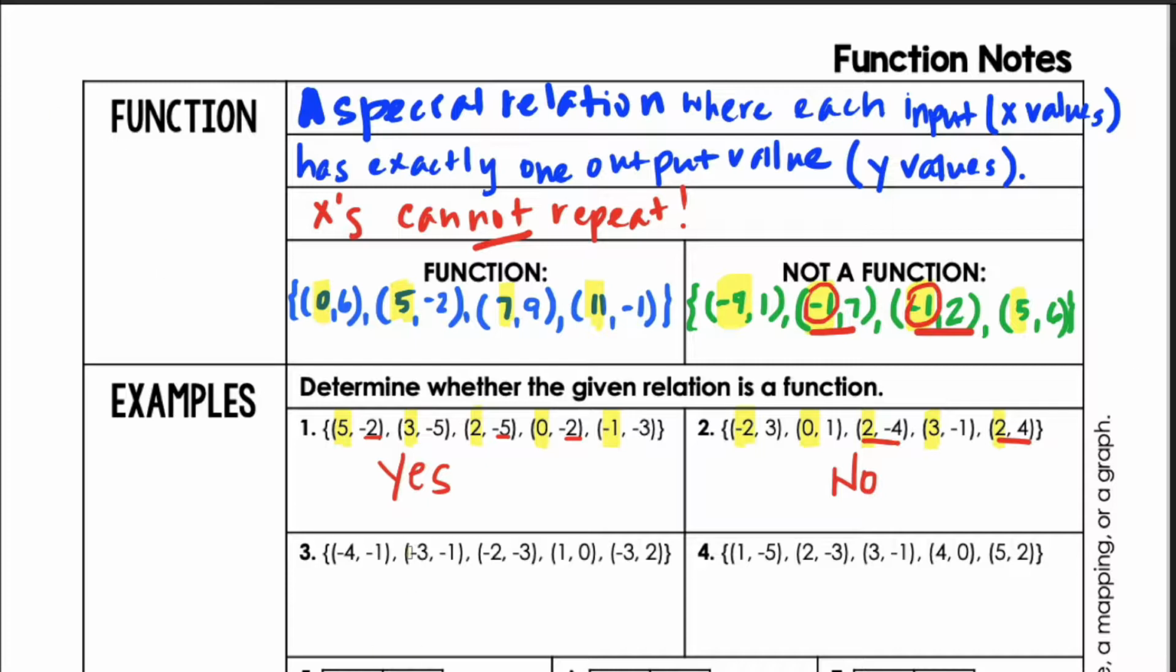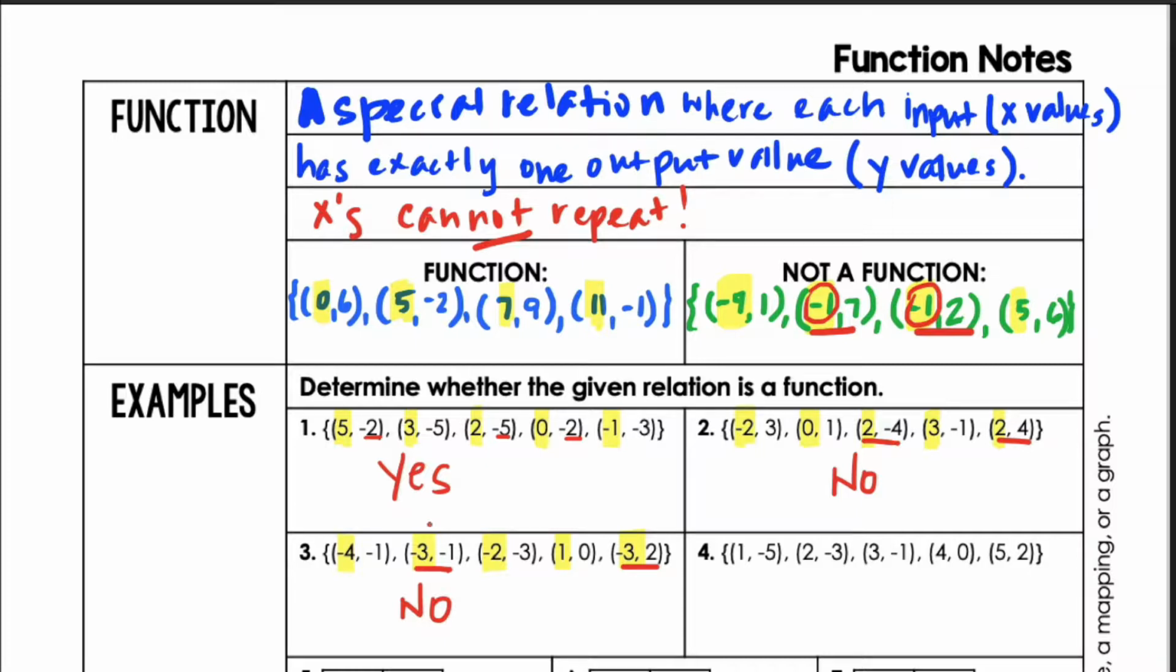Let's go back to example 3 here, focusing in on our x values. So -4, -3, -2, +1, and -3. Okay. And again, looking at this, I do have a problem. -3 appears here in this ordered pair, but -3 also appears as an x value in the last ordered pair. So this one cannot be a function. So we would say no.